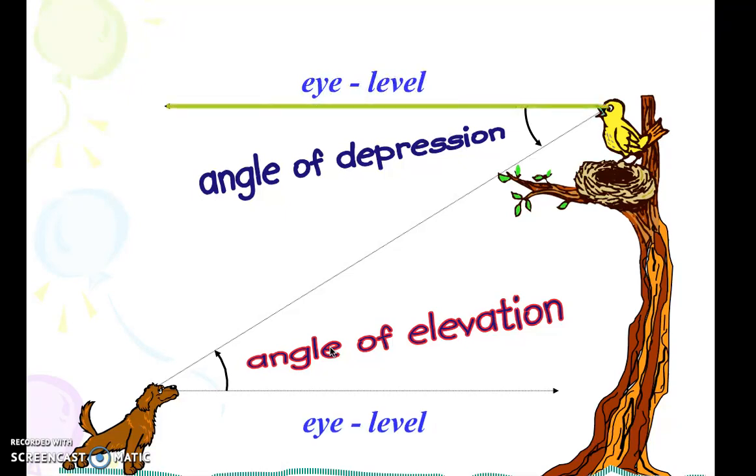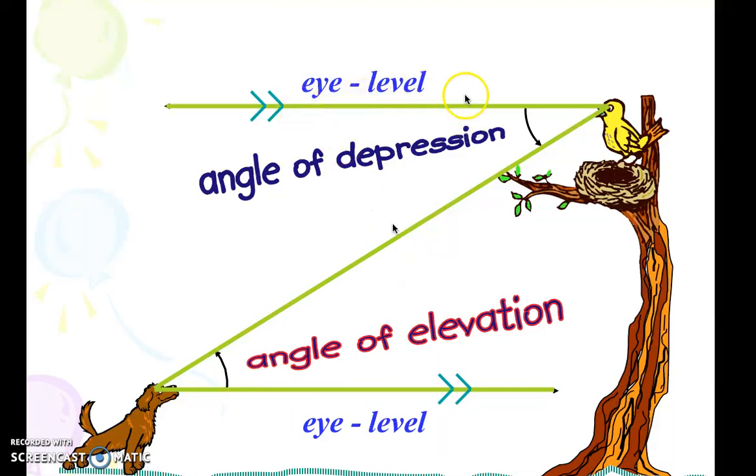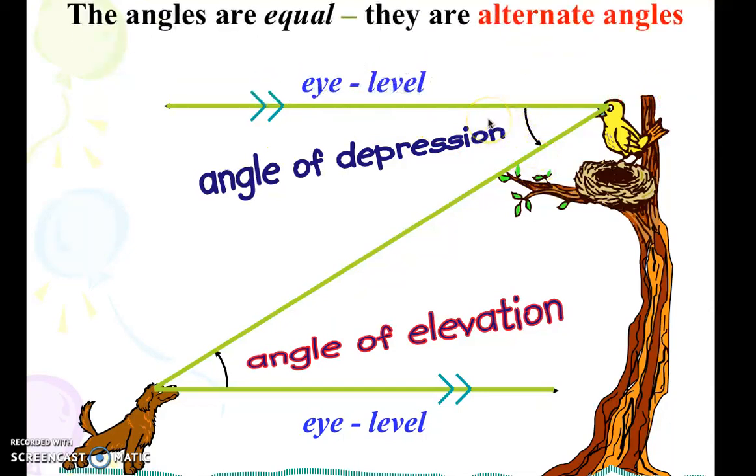So the reason that is, you've got parallel lines, okay? Because your eye level is going to be parallel. You're both looking straight ahead. So you have alternate interior angles, okay? So angle of depression is always going to be the same as the angle of elevation. So if you don't like angle of depression, always do angle of elevation, okay? They're going to be the exact same thing.